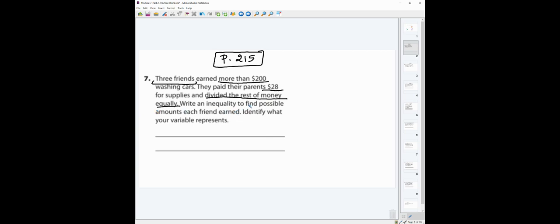Write an inequality to find possible amounts each friend earned. They do say identify what your variable represents, and that's where we need to go back and call the possible amount that each friend earned a variable name. We do need to find how much each of them made, and that will be our variable. So let A represent the amount of money each friend makes.